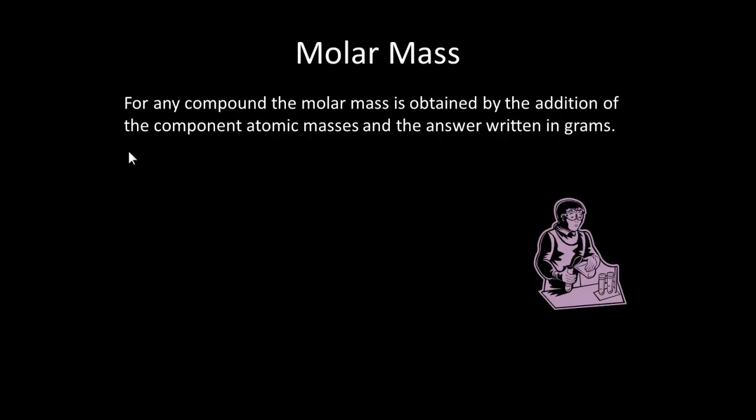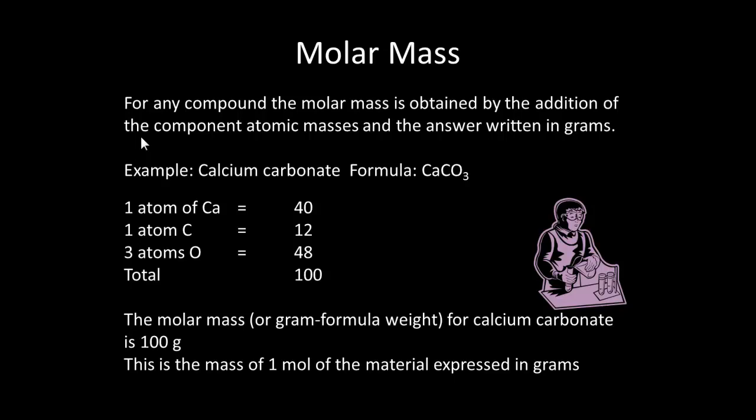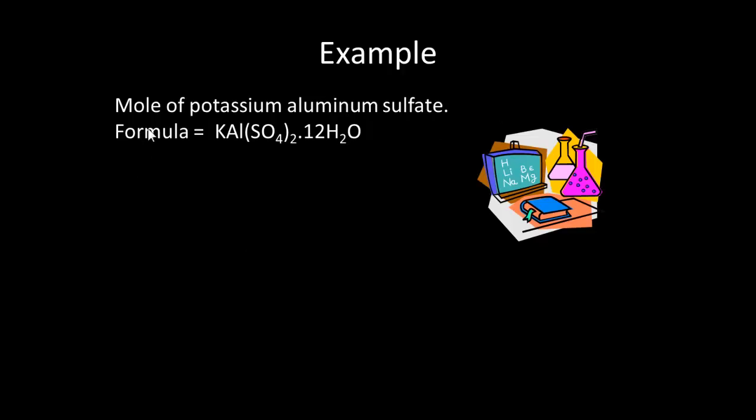Now, what about molar mass? The molar mass of something is the mass obtained by adding the relevant atomic masses, and then we write the answer in grams. Let's take calcium carbonate as an example. The formula is CaCO3, so there's 1 atom of calcium, 1 atom of carbon, and 3 atoms of oxygen. If we take the atomic mass of calcium as 40, carbon as 12, and oxygen as 16, so 3 lots of 16 is 48, add those up and we have 100. So the molar mass for calcium carbonate is 100 grams. That's sometimes known as the gram formula weight. It's also the mass of 1 mole of the material expressed in grams.